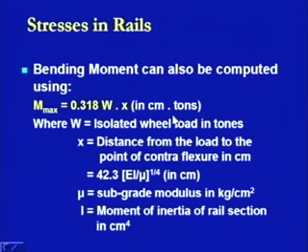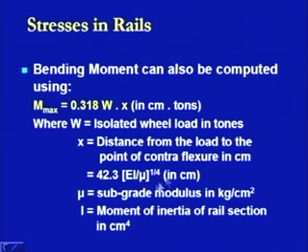There is another way by which this bending moment can be computed. In this equation, we are taking two factors. One is the isolated wheel load, and the other factor is x, which is the distance from the load to the point of contraflexure. This distance x again needs to be calculated, and it can be calculated using equation 42.3, with the fourth root of EI divided by mu.